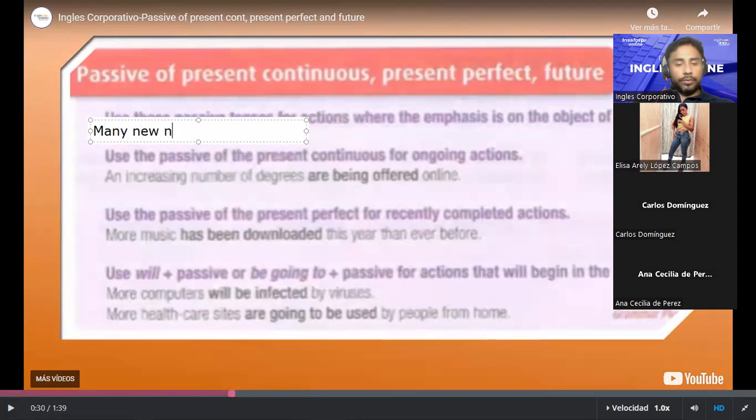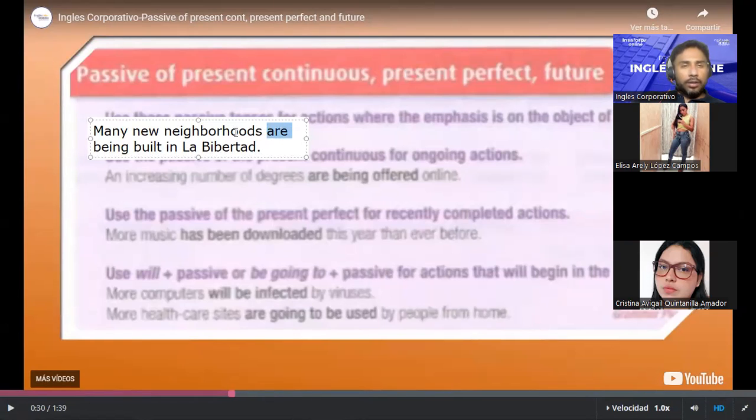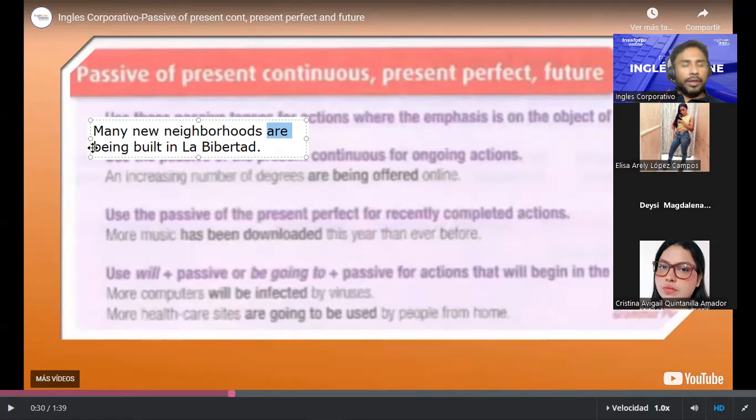Many new neighborhoods are being built in La Libertad, right? So in this case, what is the present continuous? Many new neighborhoods are being built in La Libertad. So we have the be verb, are. We have the be verb in the -ing. And then we have the past participle.